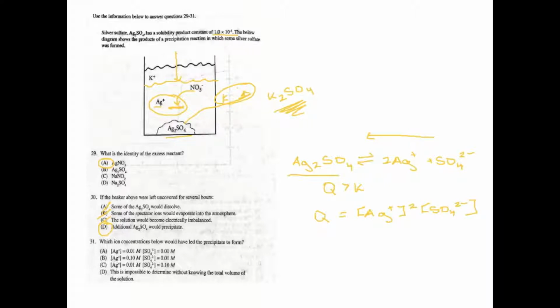When I did A, I got 1 × 10 to the negative sixth, which is less than K, so that doesn't work. When I did B, however, I got 1 × 10 to the negative fourth. And so that makes Q greater than K, so a precipitate would form. So as soon as you see a question that says, will a precipitate form, you're comparing Q and your K.